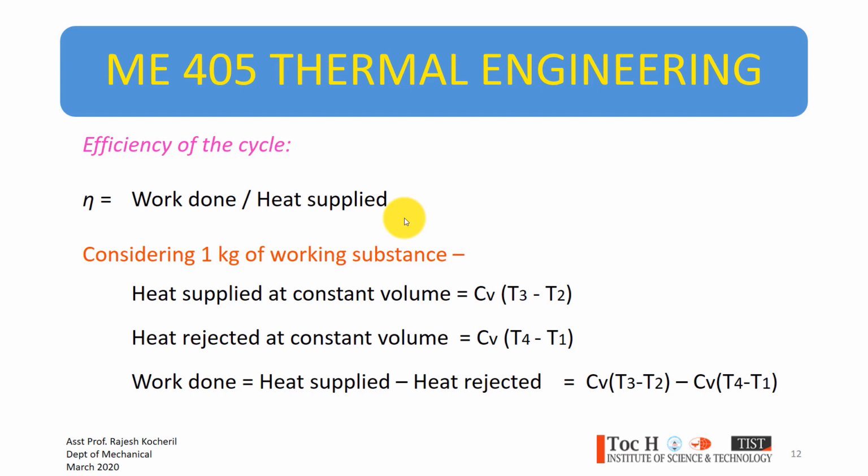Now let us consider 1 kilogram of substance. Heat is supplied either at constant volume or at constant pressure. If the heat is supplied at constant volume, we call it CV, and if the heat is supplied at constant pressure, we call it CP. Here the heat addition and heat rejection take place at constant volume. Therefore, the heat supplied is CV into (T3 minus T2).